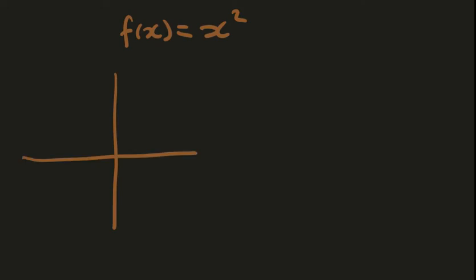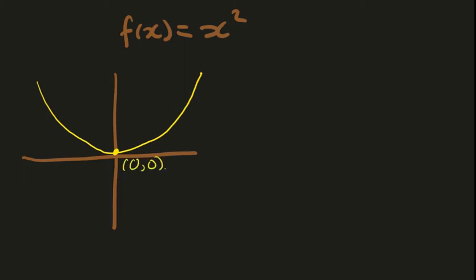So let's just think about a function, a nice simple one. What about f of x is equal to x squared? What would that look like? Well, of course, you should know this already. If I draw this out, it's going to be a parabola, and it's going to have its minimum point, its stationary point, at 0, 0.